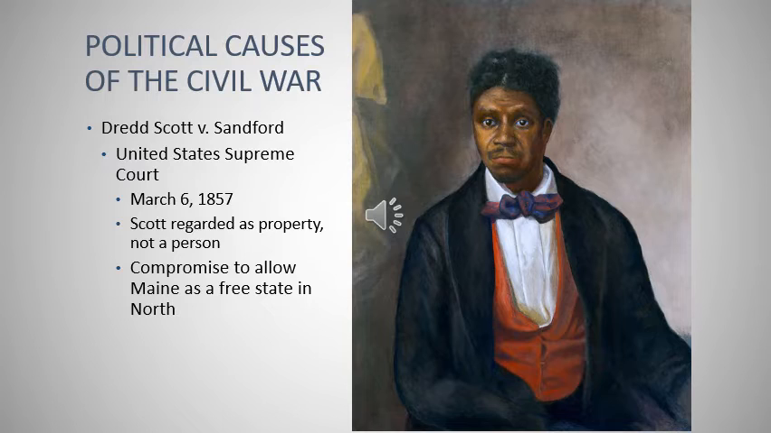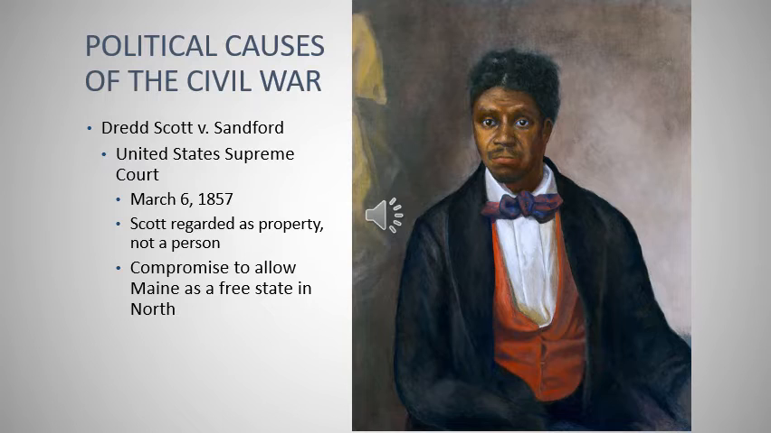The Dred Scott decision was the U.S. Supreme Court's ruling on March 6, 1857, that although having lived in a free state and territory, this did not entitle an enslaved person, Dred Scott in this case, to his freedom. Scott was a Southern slave who had been taken north to work for 2 years.